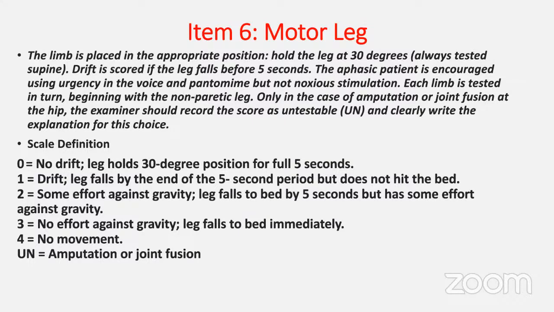Okay, we give a 0 score if no drift. The leg holds the 30-degree position for the full 5 seconds. 1 point if the leg falls by the end of the 5-second period but does not hit the bed. 2 for some effort against gravity: the leg falls to the bed by 5 seconds but has some effort against gravity. 3 points if the leg falls to the bed immediately and has no effort against gravity. 4 if no movement at all. Untestable if amputation or joint fusion.